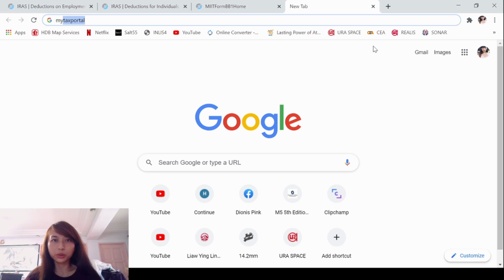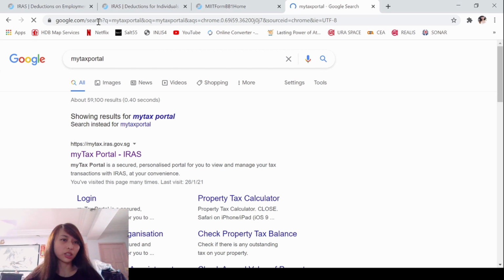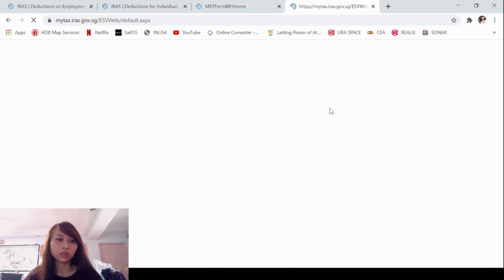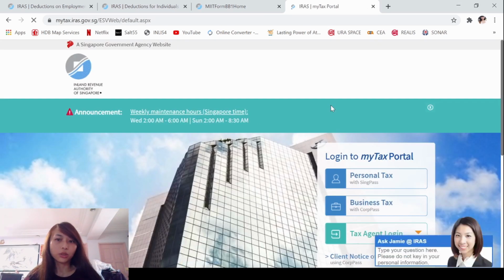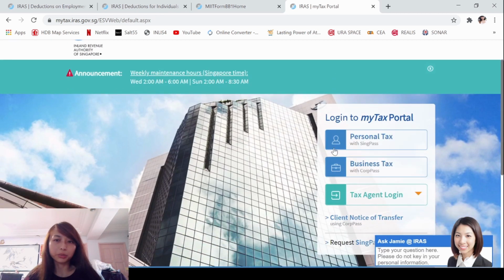Basically, you first go to MyTax Portal. Just key "MyTax Portal" into the search bar, and it should be the first link. Okay, so how do you log in? Obviously, you're not a business, you're not a tax agent, so you log in using personal tax. I've already logged in using my SingPass.